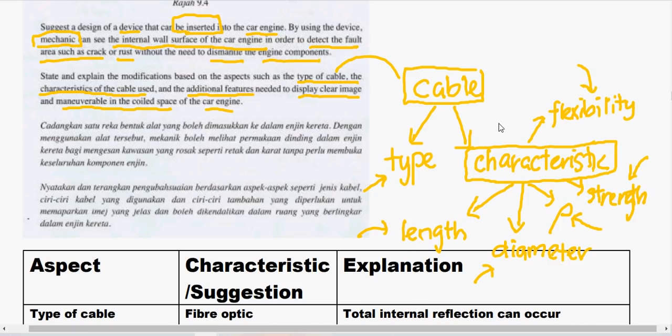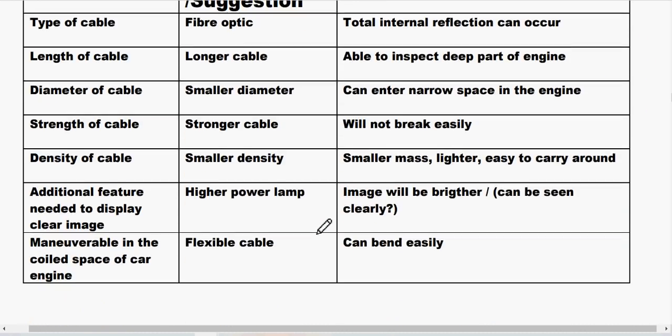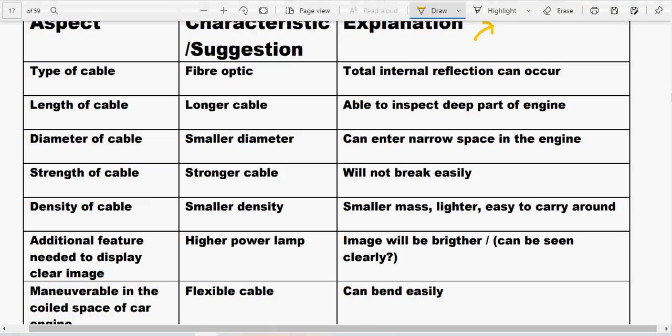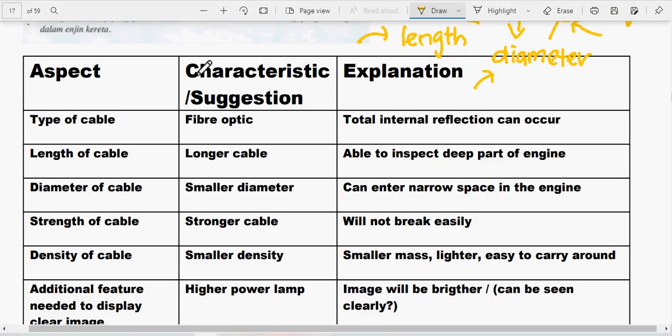Alright, after you generate your ideas like this by using mind mapping, you can write your answer like that. It is good to make it a practice to write in 3 columns. Here you can see the first column is about the aspect, then the characteristic or suggestion, and then the explanation. So the type of cable should be fiber optic. This is 1 mark. And then the reason: fiber optic, so that total internal reflection can occur. This is mark number 2.